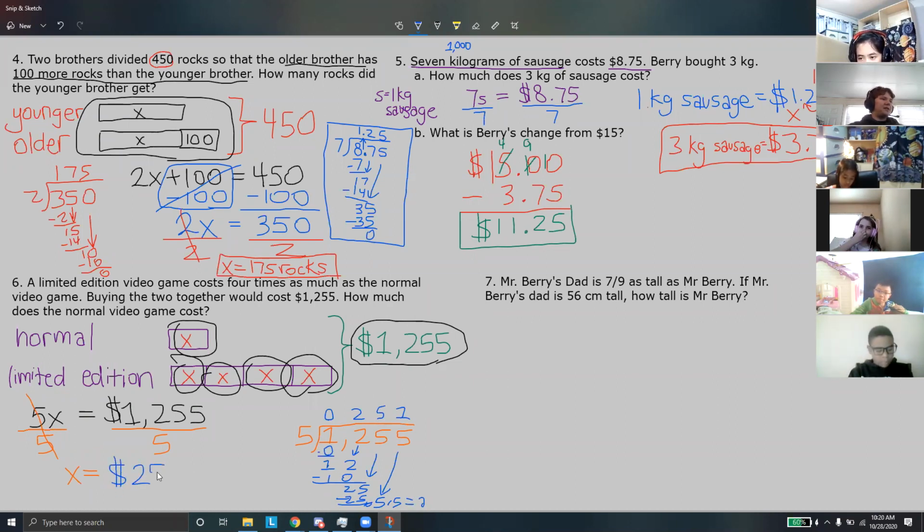Now, before we call it a day, let's make sure that this is what the question is asking for. The question is asking, how much does the normal video game cost? Oh, well, the normal video game is 1x. It's just x. So that is our answer. x equals $251. That game costs way too much money.